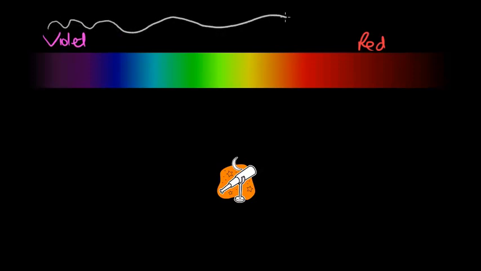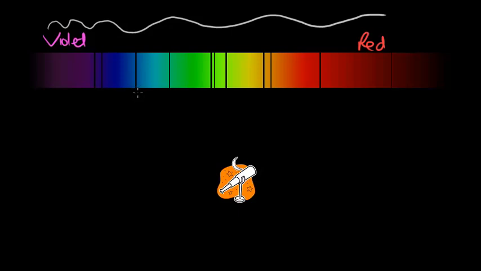When we look at the visible light that comes from a distant star or galaxy, we see a continuous spectrum from violet at one end of the spectrum through to red at the longer wavelength end of the spectrum. So if we were to look at the wavelengths, they would be quite short here and they would be getting longer towards red.